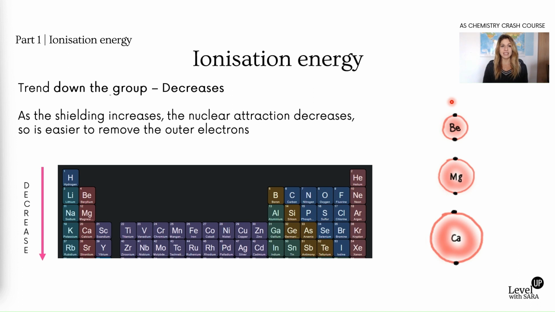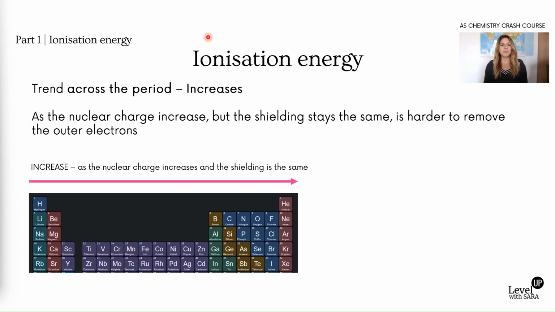Okay, which means that less energy is required to remove the outer electrons, so ionization energy decreases. So find a way that you're comfortable in describing this in terms of atomic radius or shielding and nuclear attraction. Both will be accepted in exam questions from the marking scheme. So down the group it decreases. Across the period, it would increase.